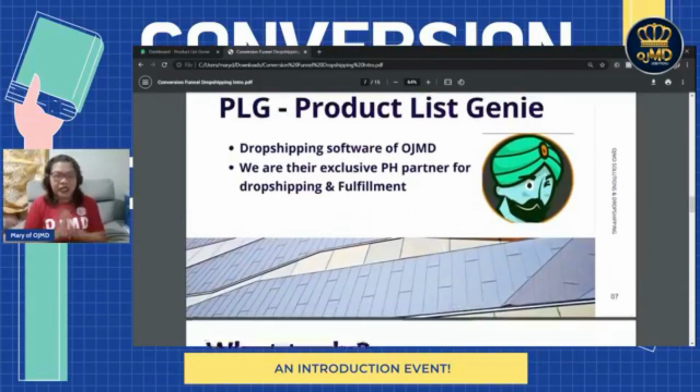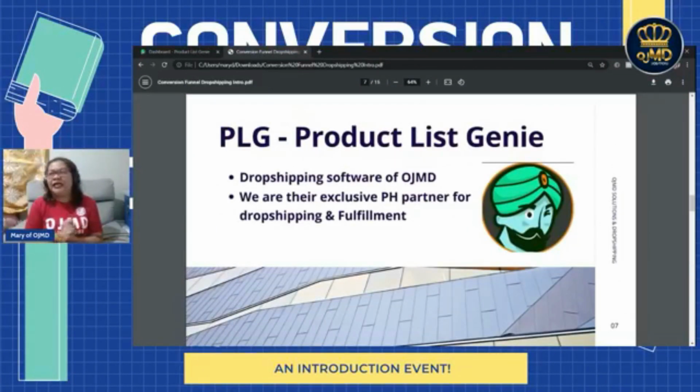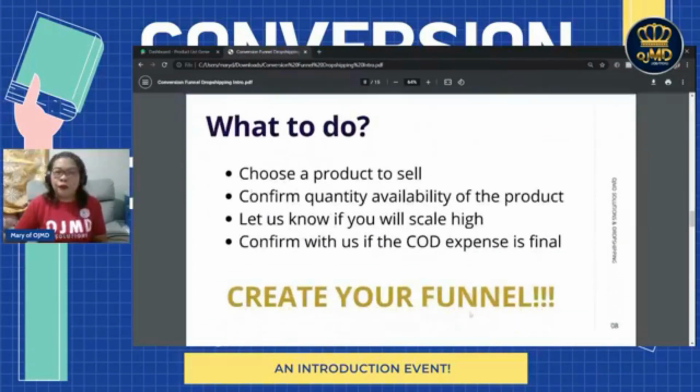So again, PLG or Product List Genie is the dropshipping software of OJMD. We are their exclusive Philippine partner for dropshipping and fulfillment. So, my business partner is based in Dubai, but the headquarters or main office of PLG is in Florida, USA. So, what to do?